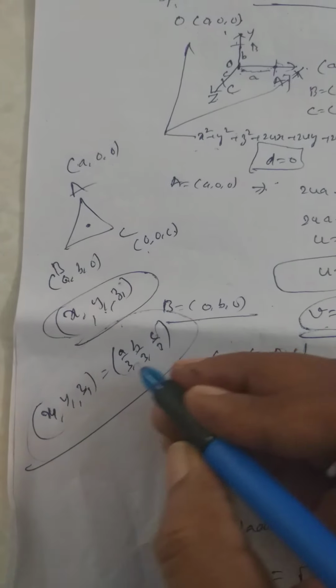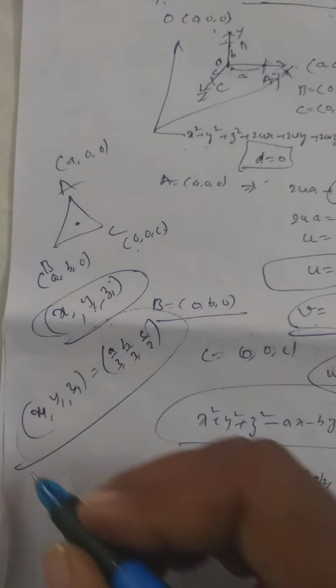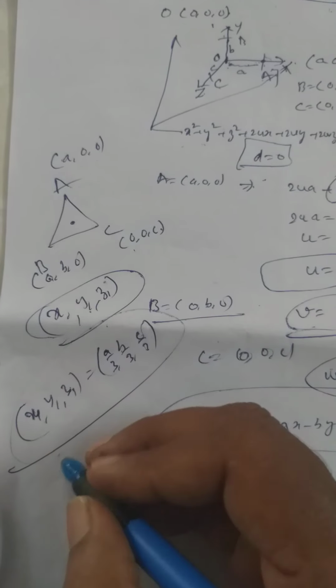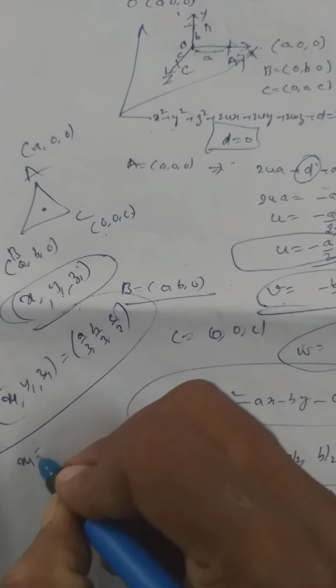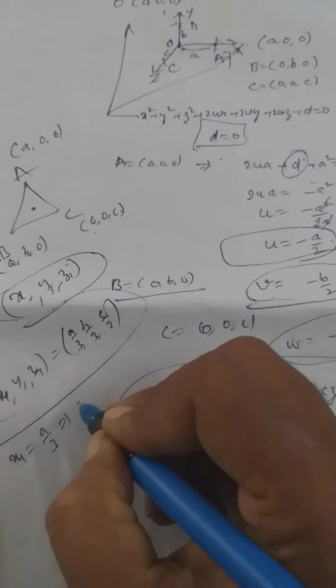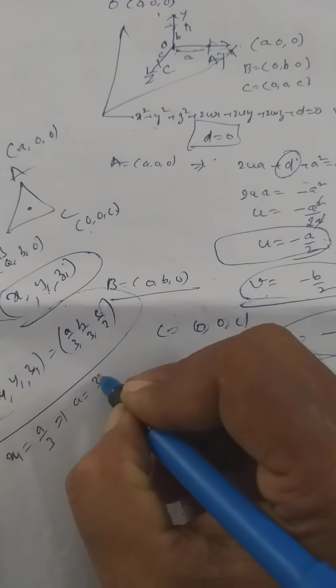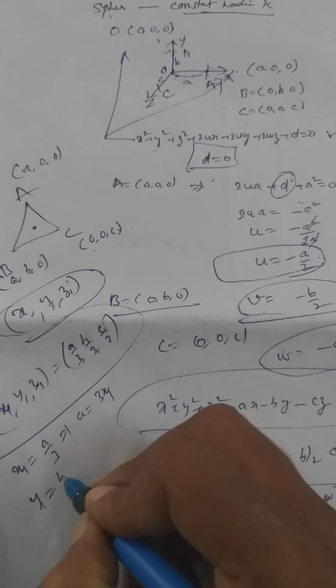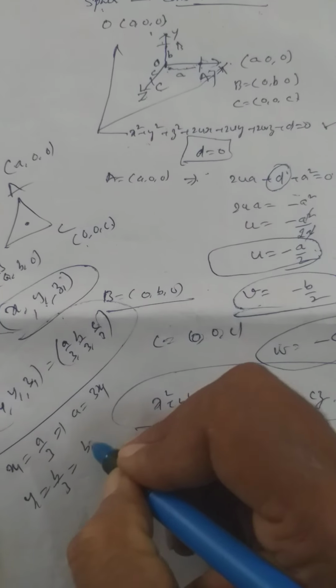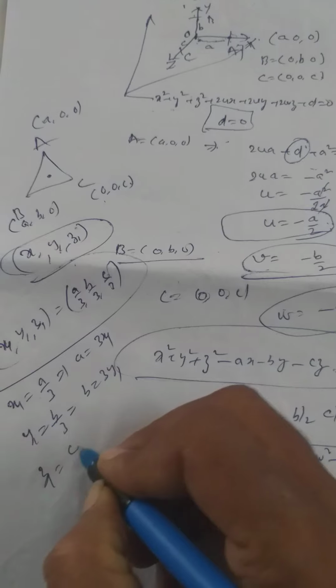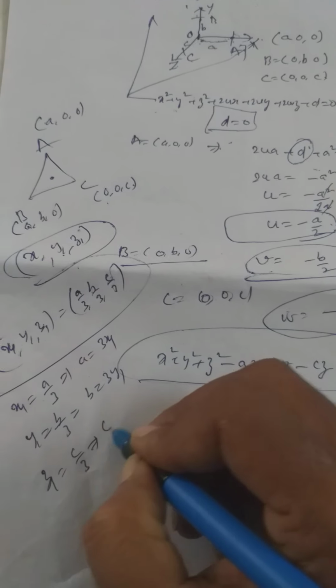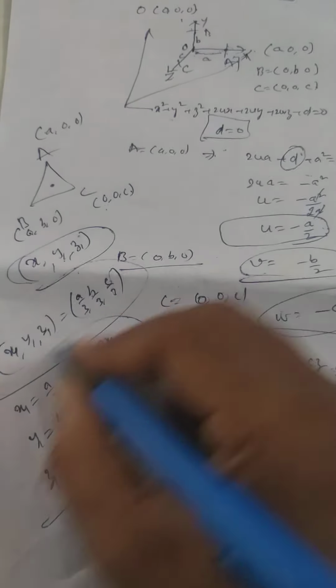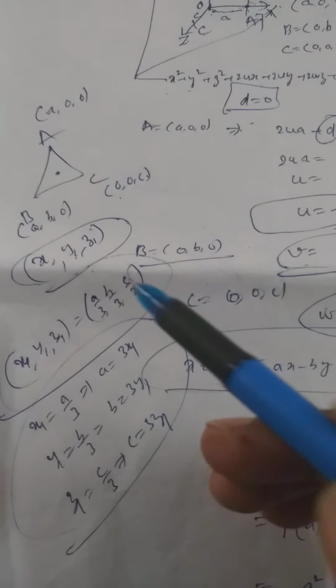Now comparing similar terms on both sides, corresponding positions, what will you get? x1 is equal to a by 3. Now a is equal to what? 3x1. y1 is equal to b by 3. b is equal to what? 3y1. Now z1 is equal to c by 3, and c is equal to what? 3z1, right?